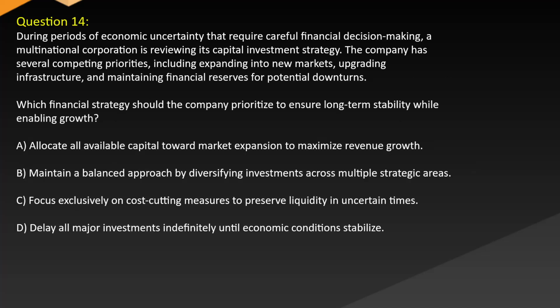Question 14. During periods of economic uncertainty that require careful financial decision-making, a multinational corporation is reviewing its capital investment strategy. The company has several competing priorities, including expanding into new markets, upgrading infrastructure, and maintaining financial reserves for potential downturns. Which financial strategy should the company prioritize to ensure long-term stability while enabling growth?